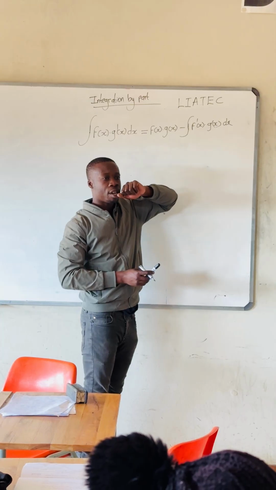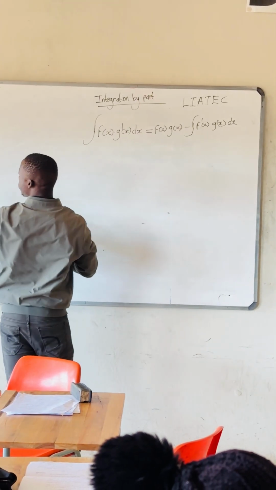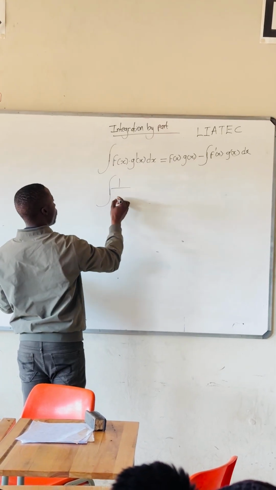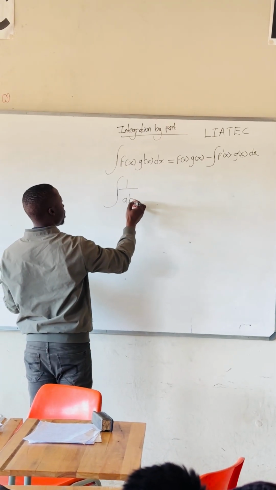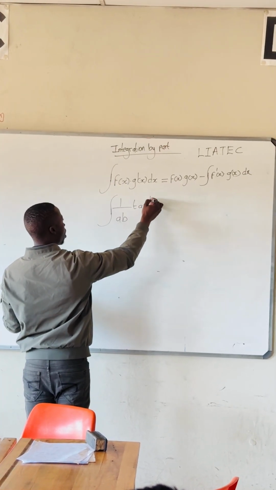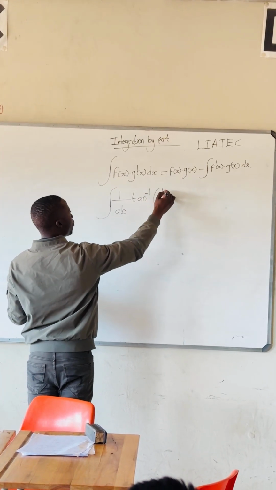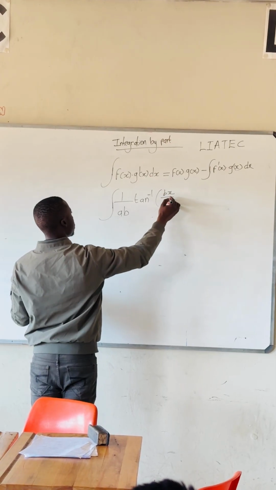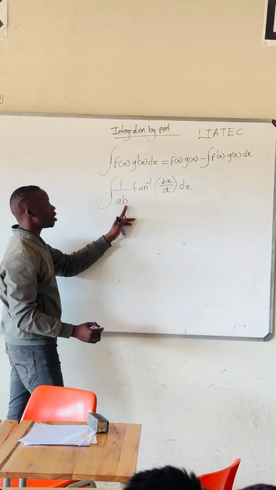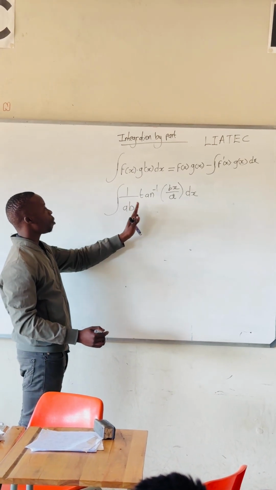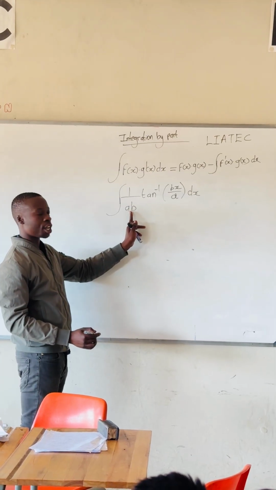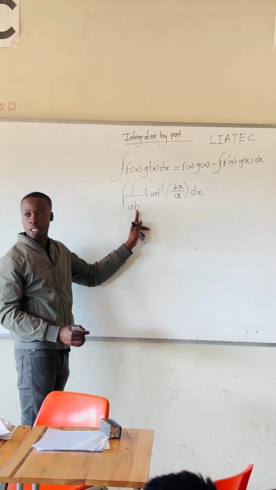So now we're given a question whereby we're given 1 over AB multiplied by the arc inverse of Bx over A. So we want to integrate. What we are seeing is two functions multiplying each other. Why do we say two functions? Because we have our constant. 1 over AB is a constant.